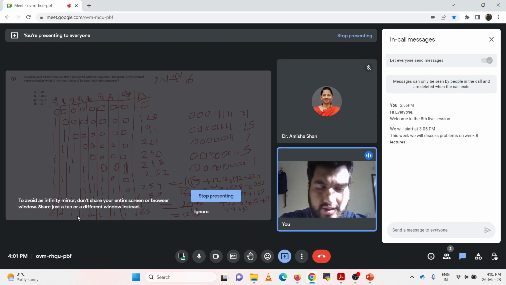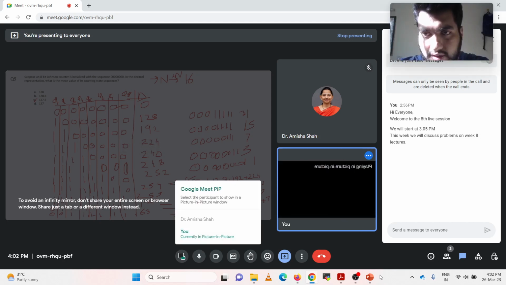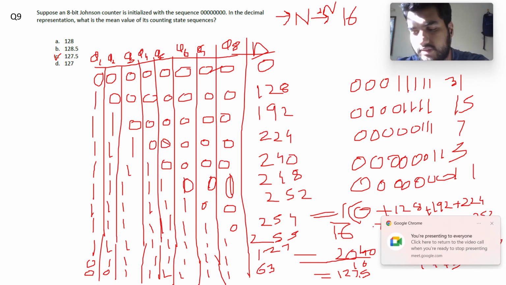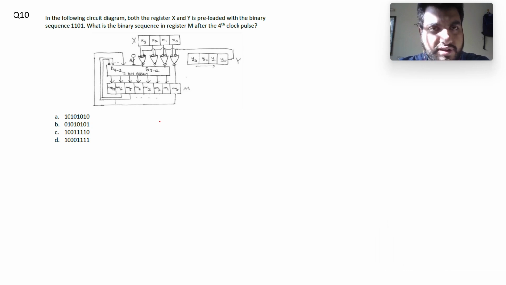So this was question number 9 of today's live session. Now I think we can discuss question number 10. If there are any doubts, please type in. So now let's discuss question number 10. In the following circuit diagram, both register X and Y are loaded with binary sequence 1101. What is the binary sequence in register M after the 4th clock pulse?